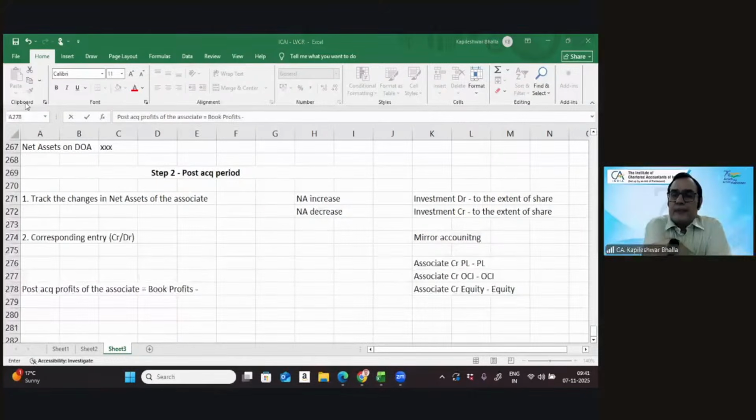So whether the associate credits the P&L, OCI or the equity would be given in the question. Or you need to basically consider the transaction, which I'll do in a practical question and you'll get the feel. So by the way, when you say that we need to consider the post-acquisition profits of the associate, are you going to consider the book profits or minus some adjustments? I mean, anything else, anything to be adjusted?